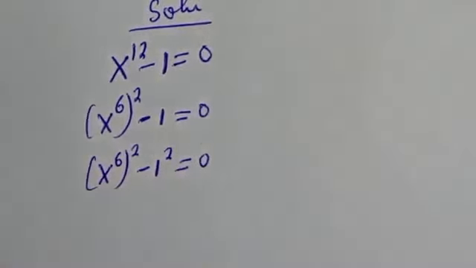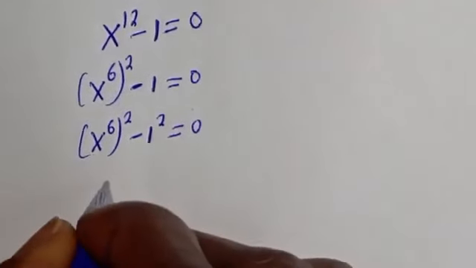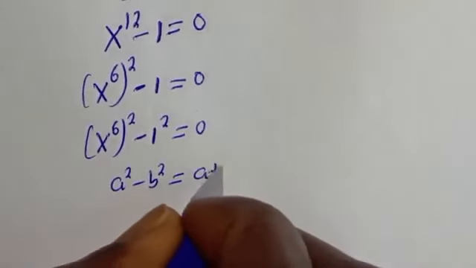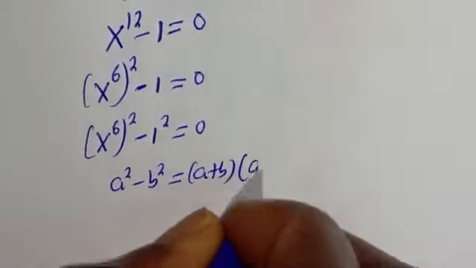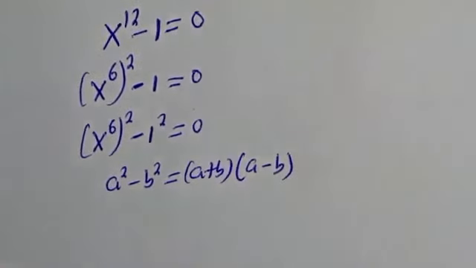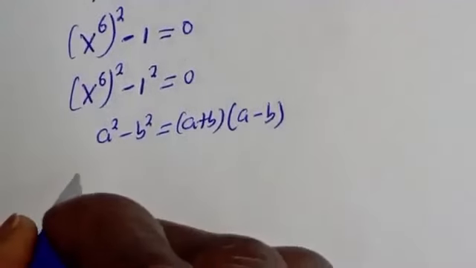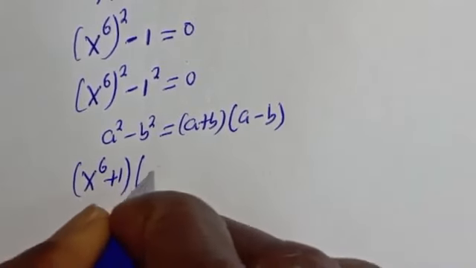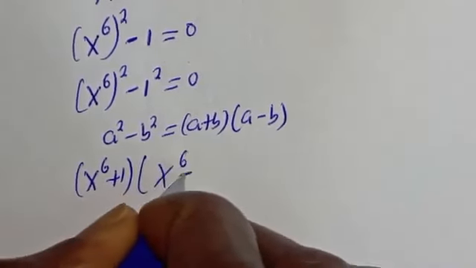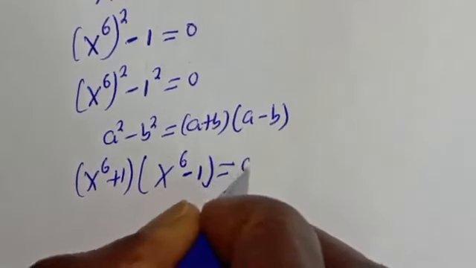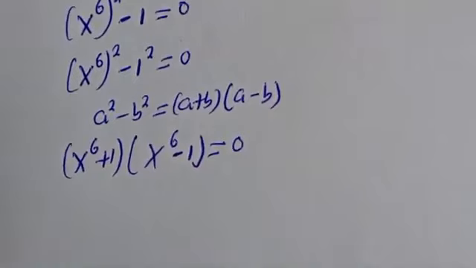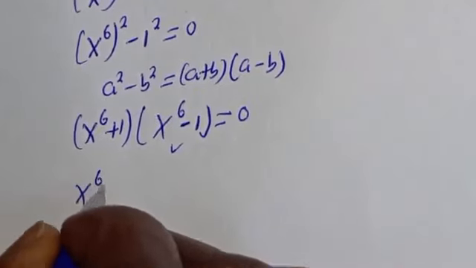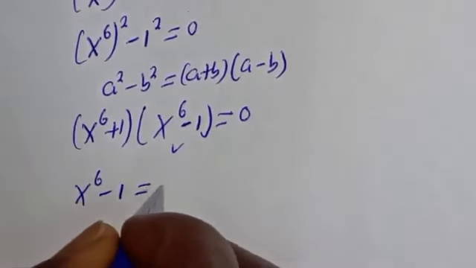If you look at this, this is in form of perfect square. If you have a squared minus b squared, this is equal to a plus b bracket a minus b. Let's substitute: s raised to power 6 plus 1 bracket s raised to power 6 minus 1 is equal to 0. So we can still express this as s raised to power 6 minus 1 is equal to 0.